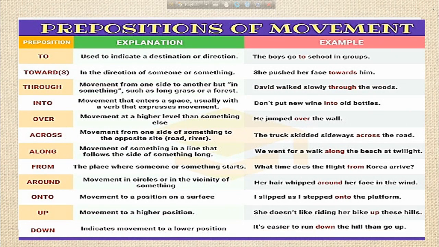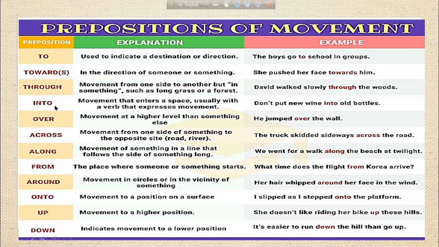Here you have some examples of prepositions of movement. To is a preposition of movement, which is used to indicate a destination or direction. For example, the boys go to school in groups. Towards indicates the direction of someone or something. She pushed her face towards him. Through is a movement from one side to another, but in something, such as long grass or a forest. David walked slowly through the woods.